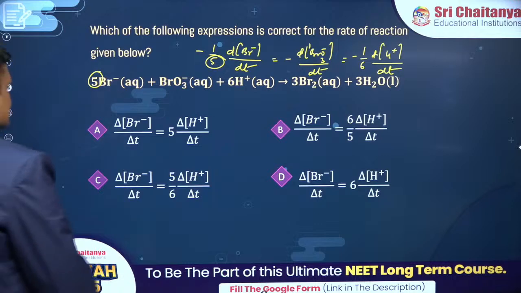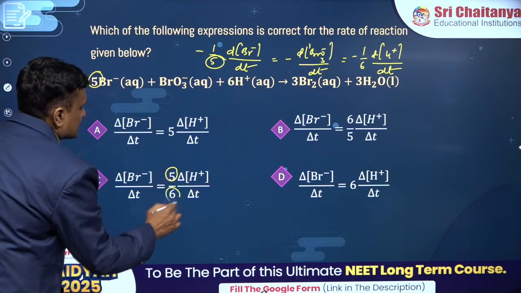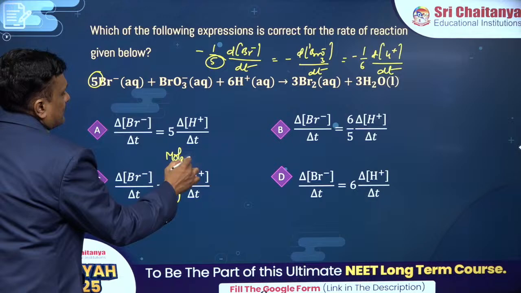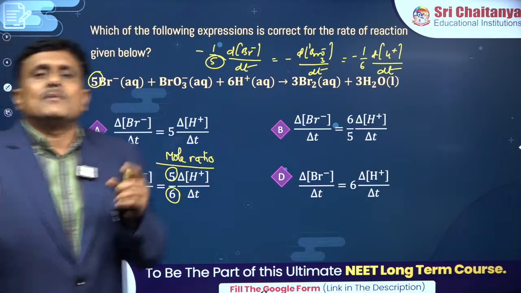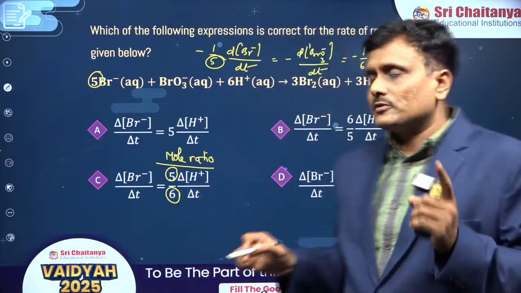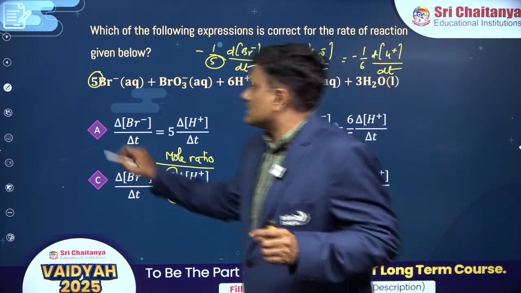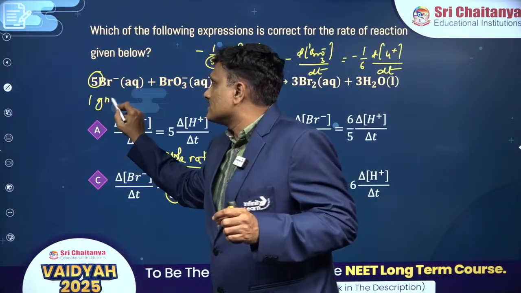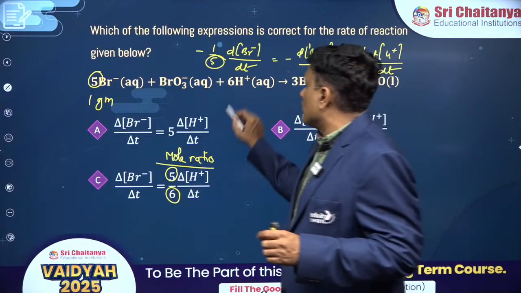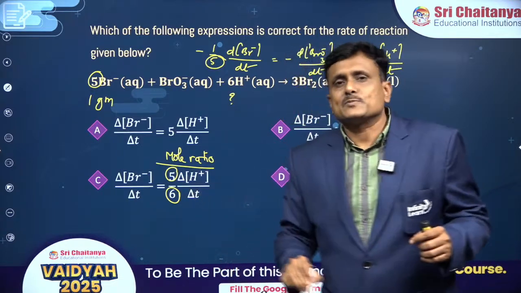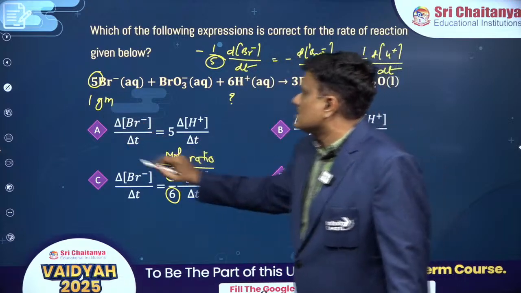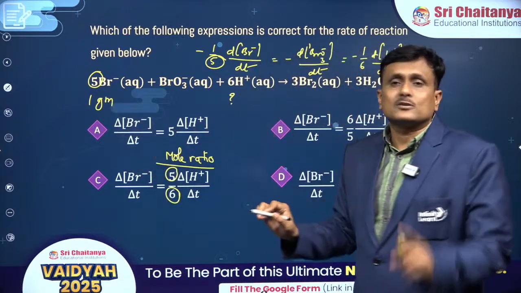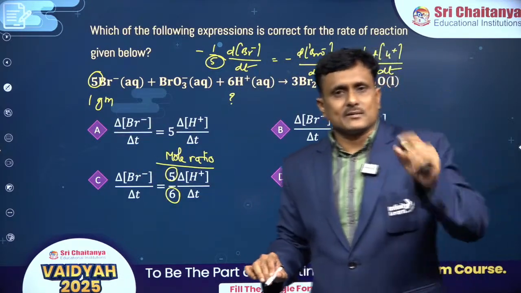However, here we need to understand that the stoichiometric coefficients indicate mole ratio. Alright, that means by chance if mass is given, suppose they give you in this question 1 gram of Br⁻ is reacting, then how many grams of H⁺ is consumed? So don't say that for 5 it is 6, for 1 it is 6 by 5. Don't say that if that is mentioned in grams.